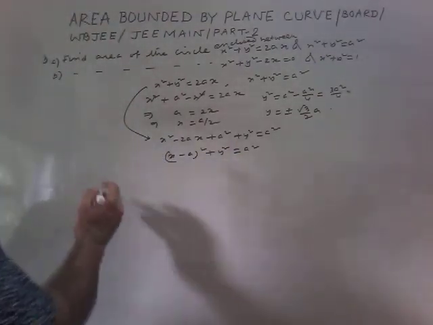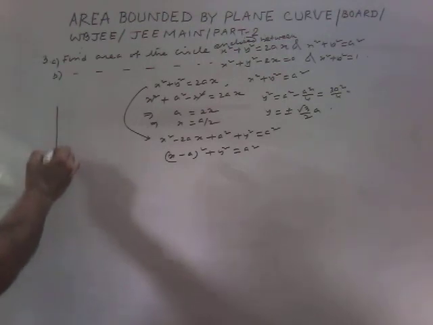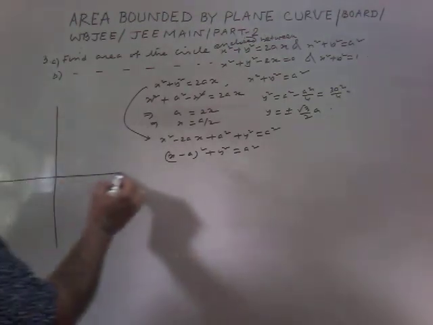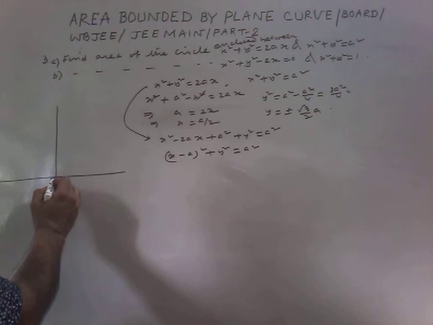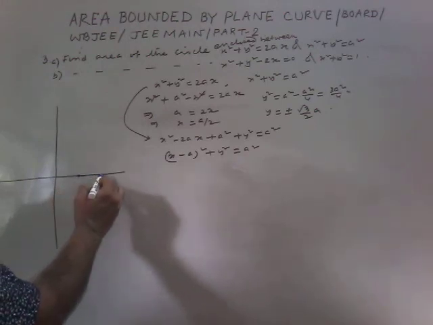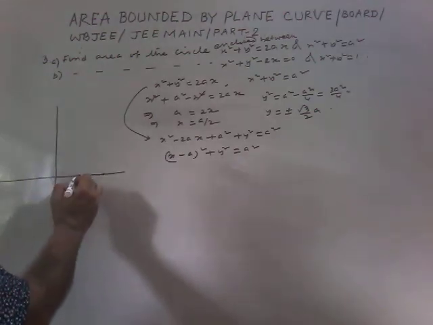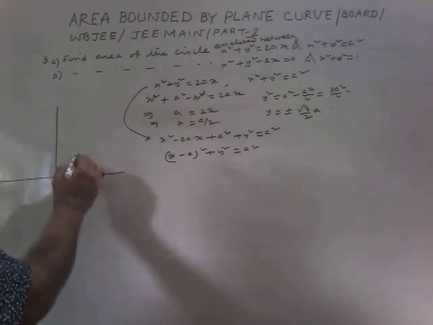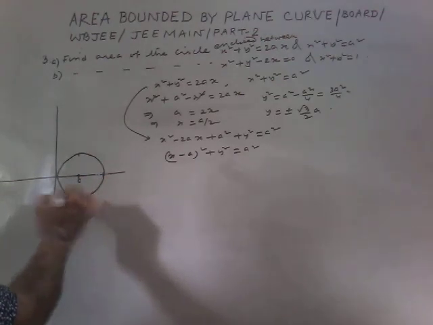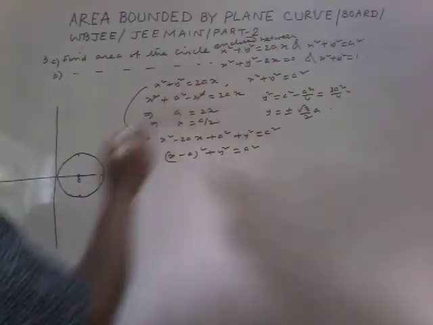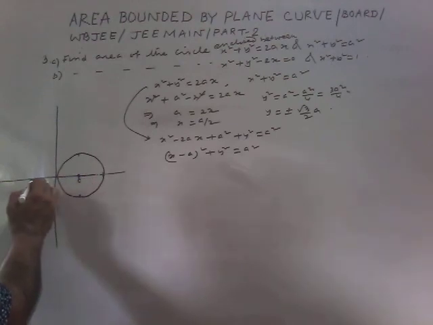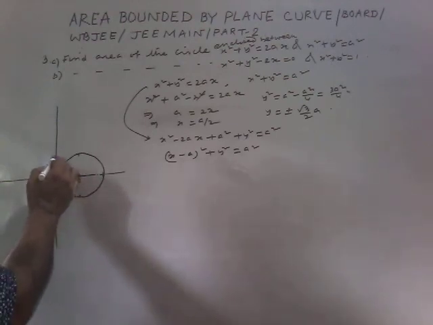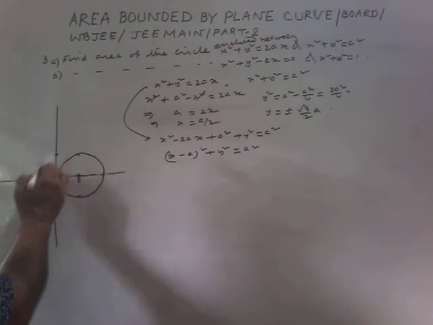So this is, look at the figure. So center is a comma 0, radius a. So this is center a comma 0, radius a. So this is 2a. So you draw the circle, and the second circle is center 0 0 and radius a.